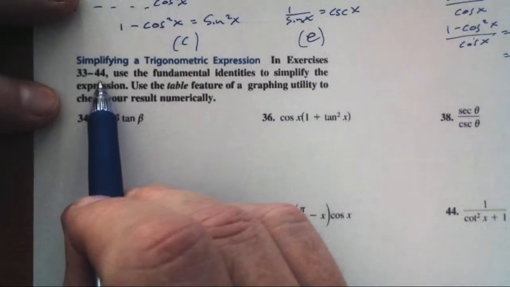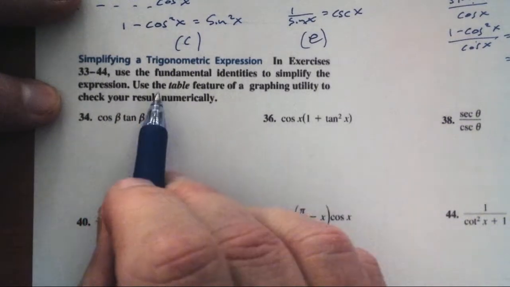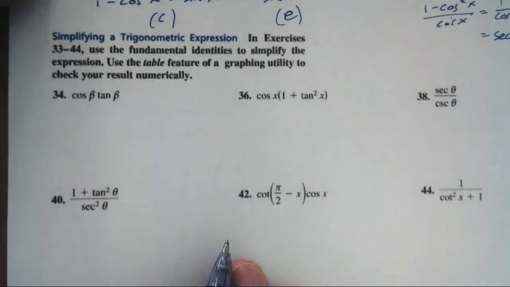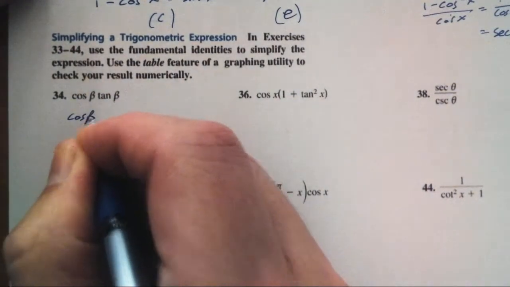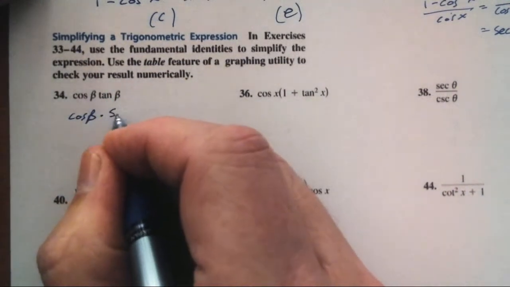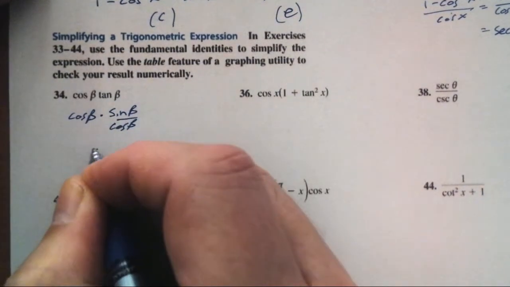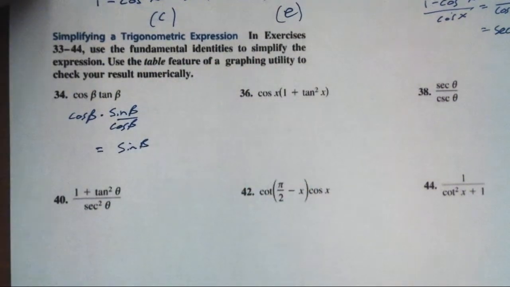Okay, in exercise 33-44, use fundamental identities to simplify the expression. Use a table feature. So cosine times tangent. They don't live together in a Pythagorean, so I'm going to go cosine of beta times, I'm going to go to sines and cosines. Sine of beta on cosine of beta, and that, of course, is sine of beta.